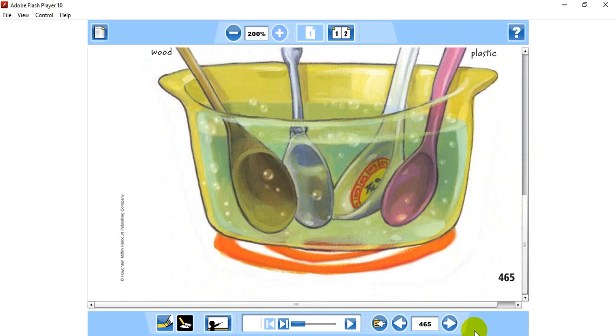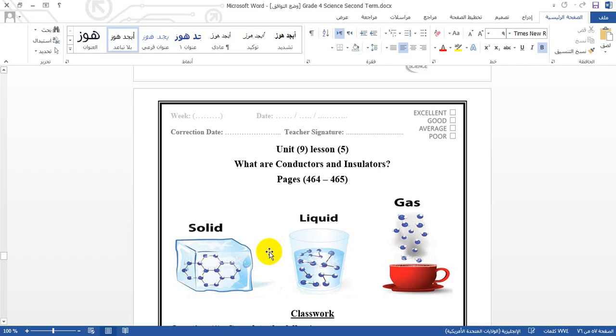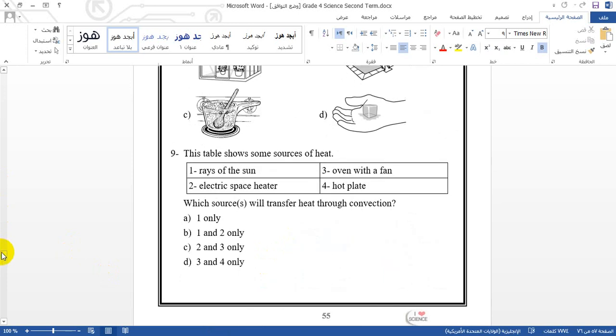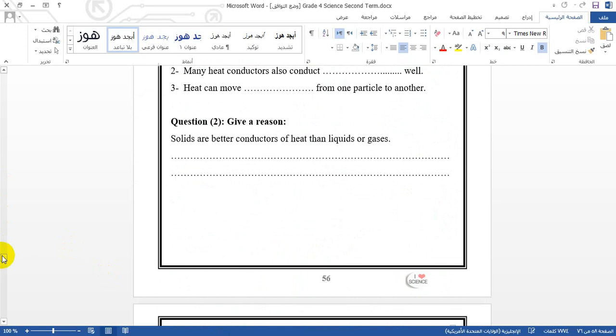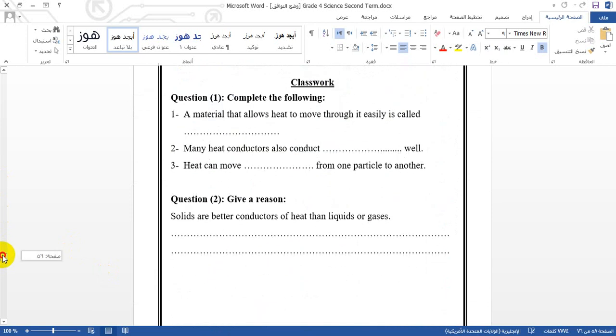Okay. Now I will solve with you the booklet. Open your booklet now, page 56. Okay, guys, page 56. I will solve with you. Question number 1. Complete the following.